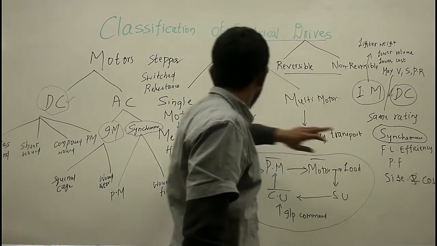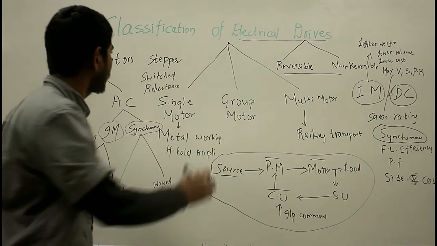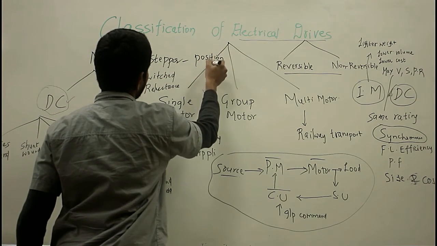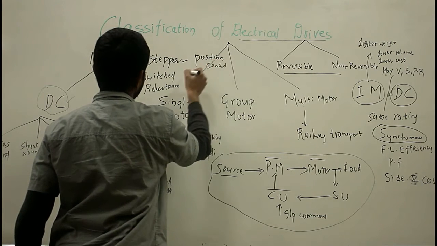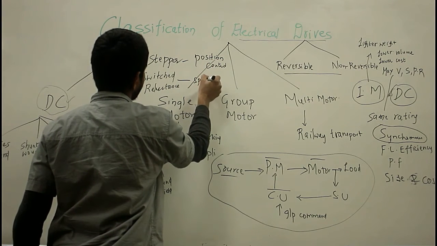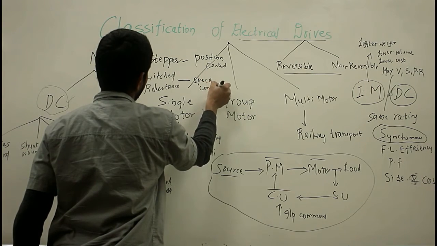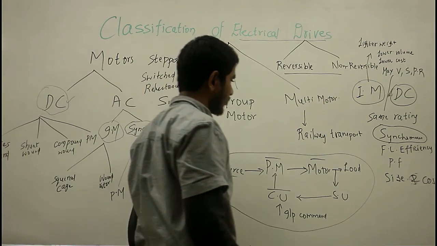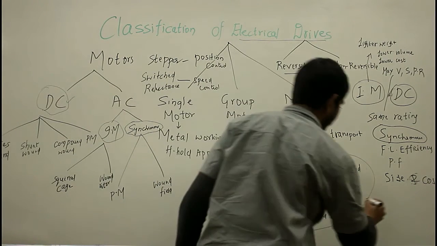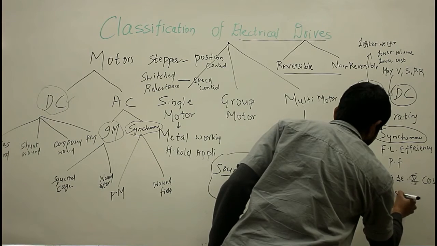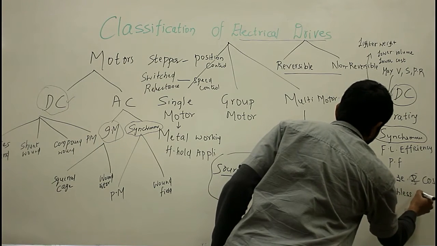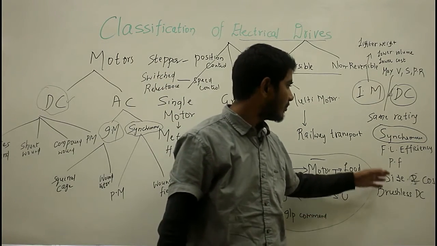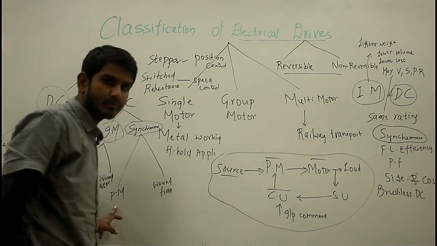Apart from this, we also have the stepper motor for position control and the switched reluctance motor for speed control. Apart from all these motors, we also have brushless DC motors. These brushless DC motors are similar to the permanent magnet synchronous motor.